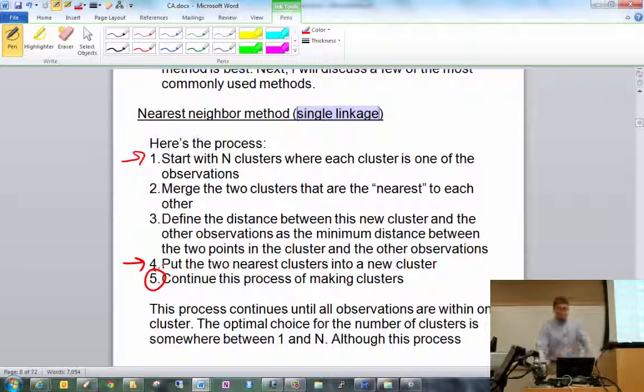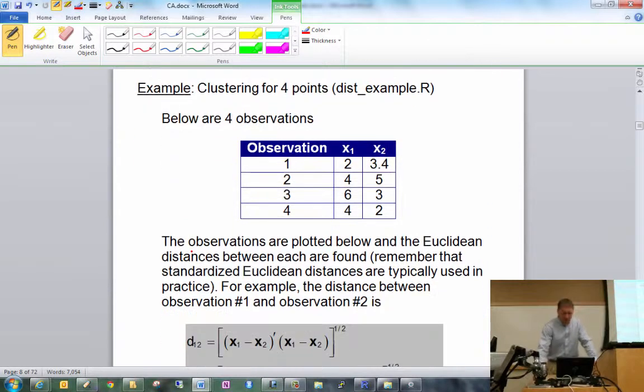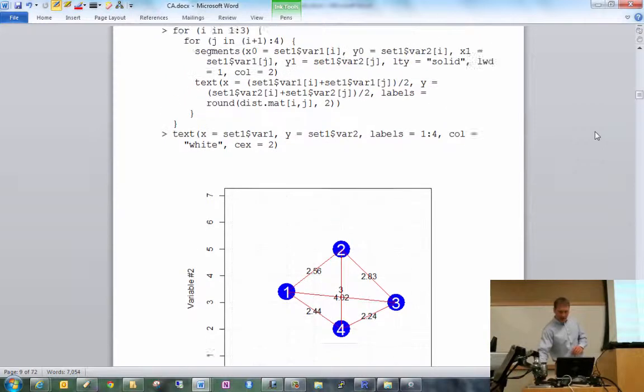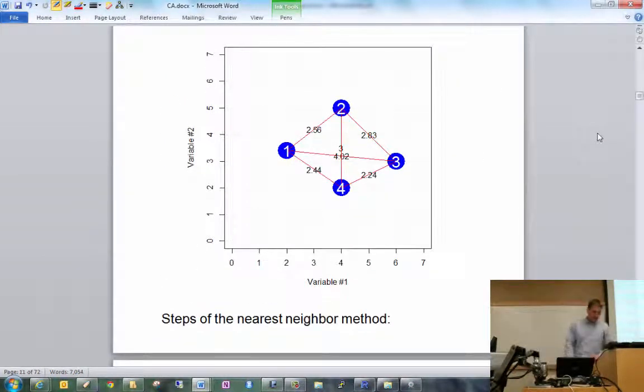So let's take a look at a plot. I have an even simpler data set that has 4 observations in it. These are the 4 observations. Let's move ahead to the plot on page 11. Hopefully you can see where the 4 observations are: the big blue dots, nicely numbered there. What I've simply done is draw in all the Euclidean distances. Typically you use standardized Euclidean distance, but since I'm just demonstrating what this method does, I decided to simply use regular old Euclidean distance. So for example, the distance between observation 1 and 4 is 2.44.